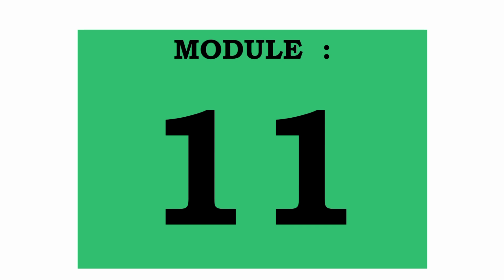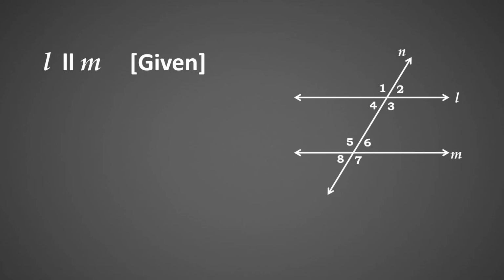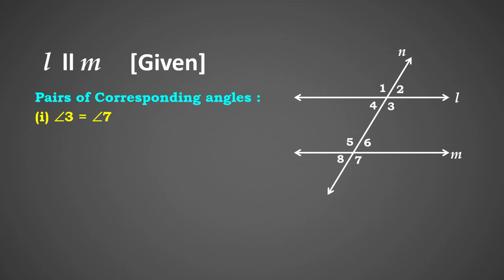Module 11. L is parallel to M, that is given. Pairs of corresponding angles: angle 3 equal to angle 7, angle 2 equal to angle 6, angle 4 equal to angle 8, angle 1 equal to angle 5.